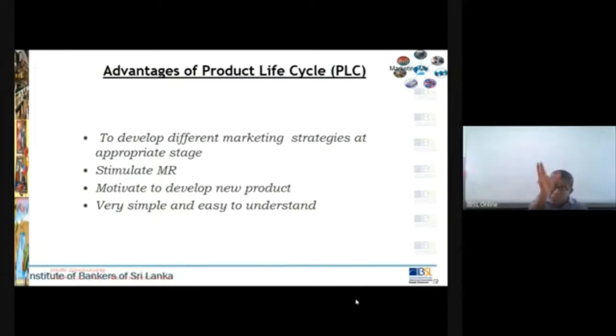Now, a lot of decisions you need to take at the maturity stage. I will give you an example. Sunlight. We take Sunlight. Sunlight has been there for so many years. Now, they come to the maturity stage. Once it comes to maturity, what do they do? They relaunch the product.